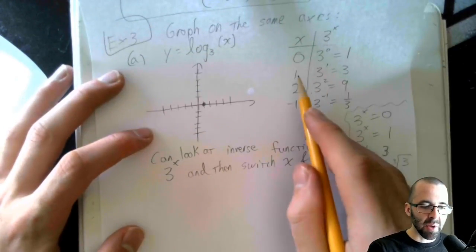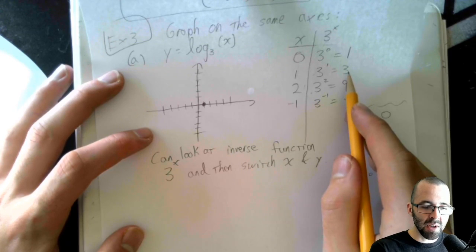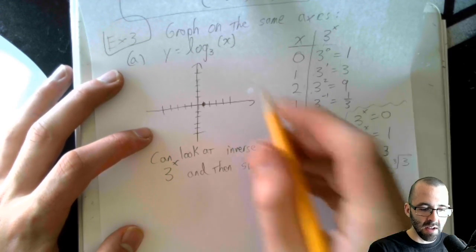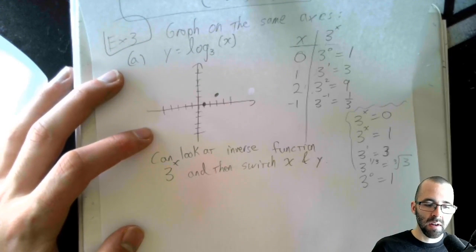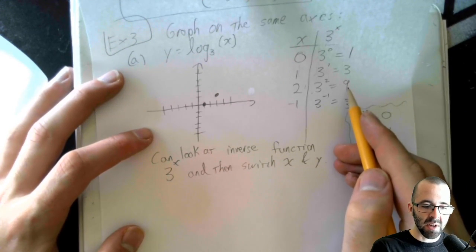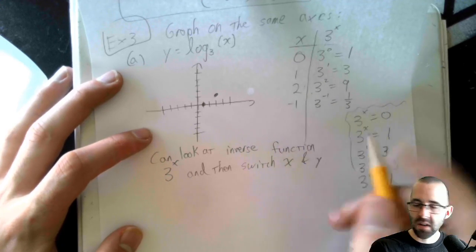This is the inverse function. When x is 1, y is 3. So flip it. X is 3, y is 1. Now flip these ones. X 9, 2.